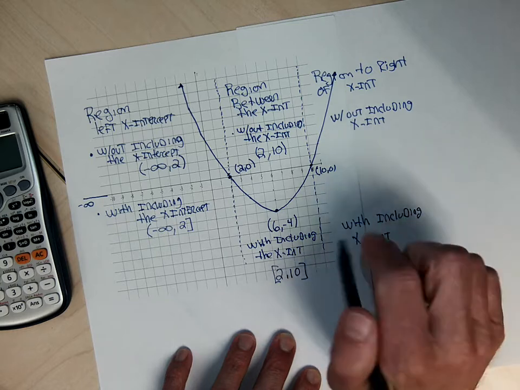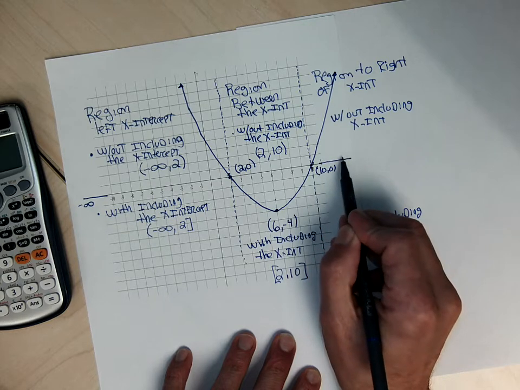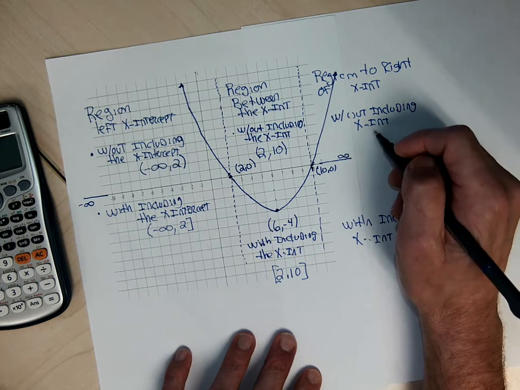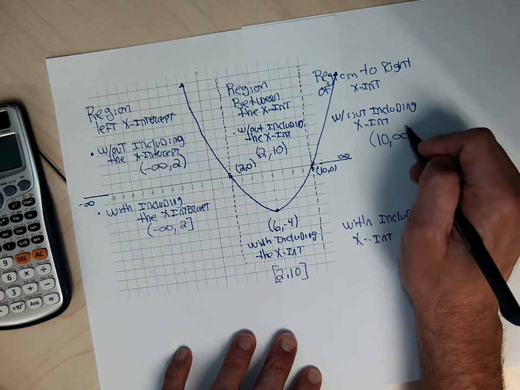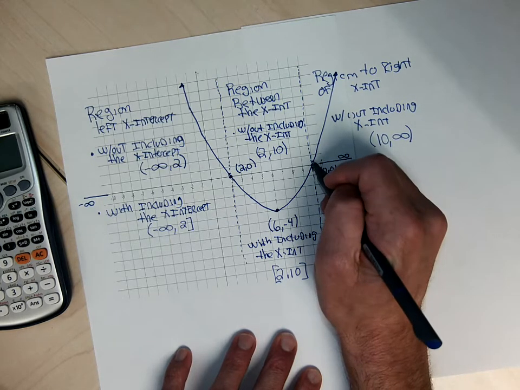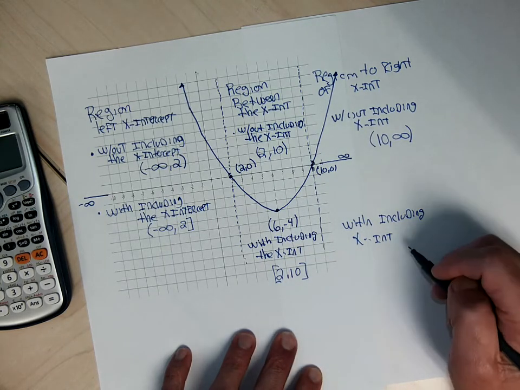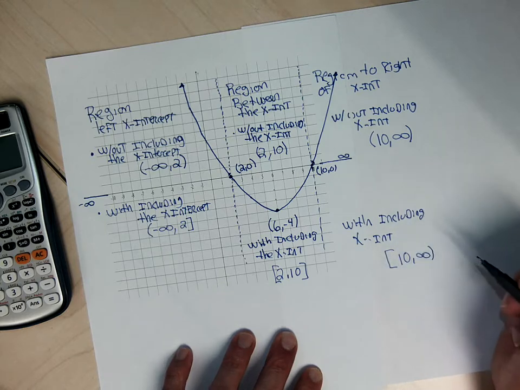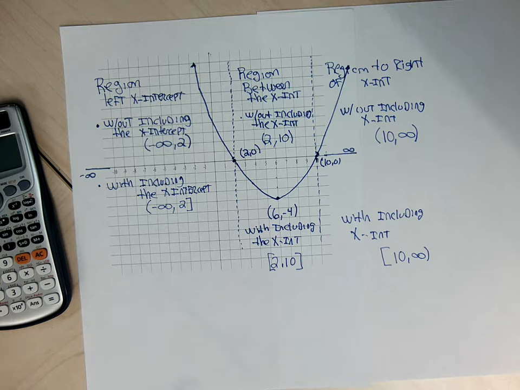So this region is going to go from x equal to 10 on the x-axis to the far right edge of the x-axis, which has an x-coordinate of infinity. If I'm not including the x-intercept, I'm going to say it goes from x equal to 10 to infinity. Round bracket includes the points that are microscopically close to the x-intercept but doesn't include the x-intercept. And if I want to include the x-intercept, I'm going to square bracket the x-intercept. So these are all the parts of the graph that I have to understand.